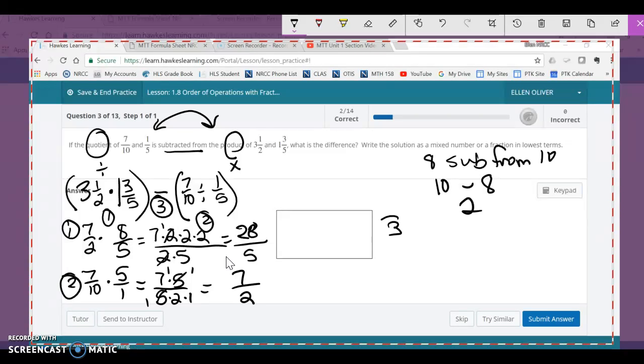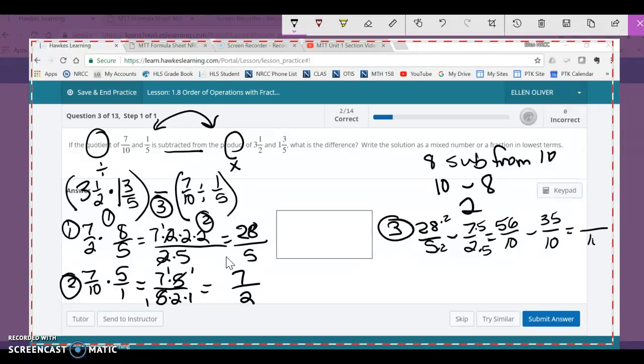So step 3 is the answer to 1 minus the answer to 2. 1 was 28/5. 2 was 7 halves. To subtract, I need my wholes to be the same, my denominators. They are going to become 10. If you can't do that in your head, that is totally fine. Use the ladder method. 5 times 2, 28 times 2, 40, 56. And 2 times 5, 7 times 5, 35. 56 minus 35, I can't do that in my head. Maybe you can. 21.